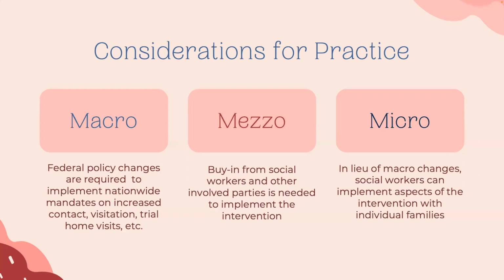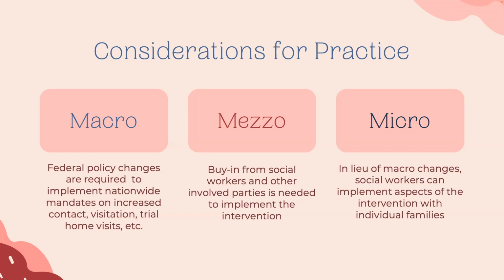Change takes time, especially when social workers are trying to make macro level changes, but the 6 elements of this intervention can be implemented without systemic change to the child welfare system. Even without increased mandates on frequency of contact and visitation, social workers work with biological and foster families on a micro level to increase connections.